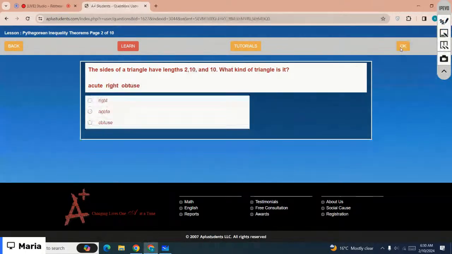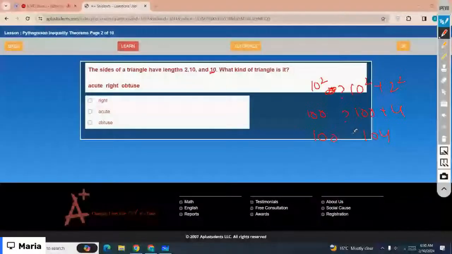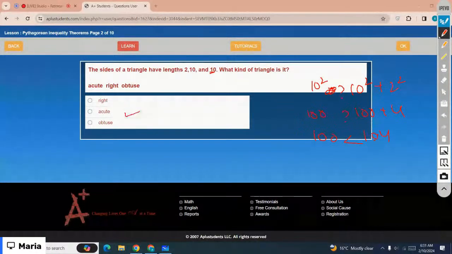Okay, the next one is the sides of our triangle have the length 2, 10 and 10. What kind of triangle is it? 10 square is 100. 10 square is 100 plus 4, right? That is 100 and that is 104. So you can see this side is greater. The sum of the squares of the other two sides is greater than the hypotenuse, right? That means 100 is less than 104. That is an acute triangle, right?